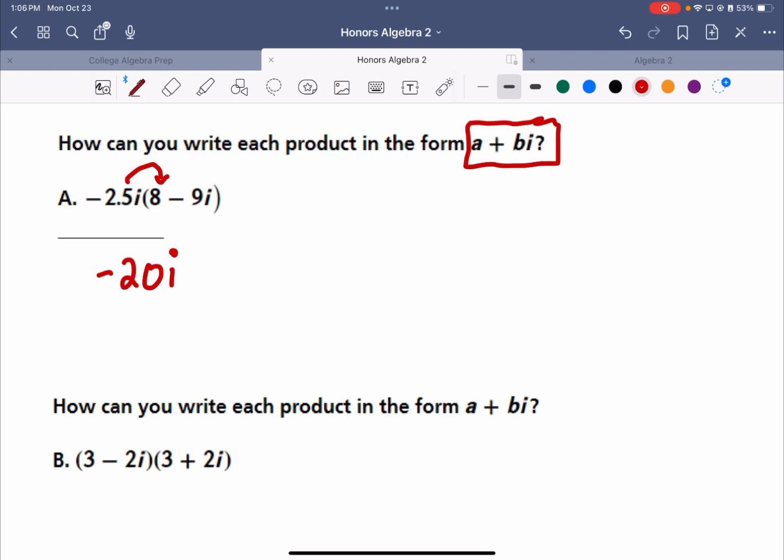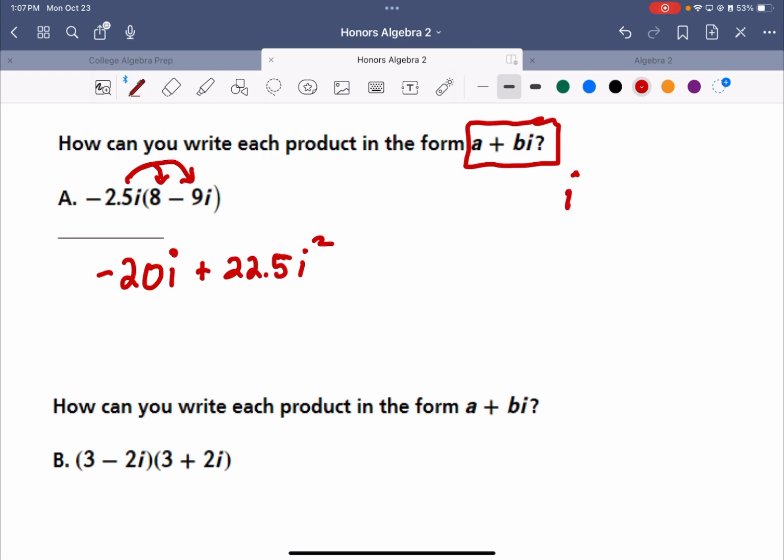Now we have to take and distribute that negative 2.5i times negative 9i. So 2.5 times 9 is positive 22.5. What's i times i? i squared. Okay, so, does everybody see how I got that part of it? We're not done. We've got to fix it more.